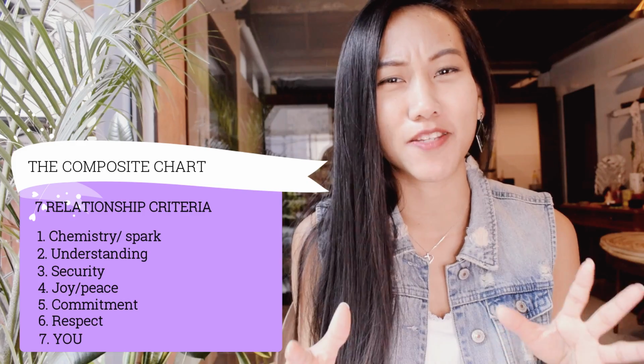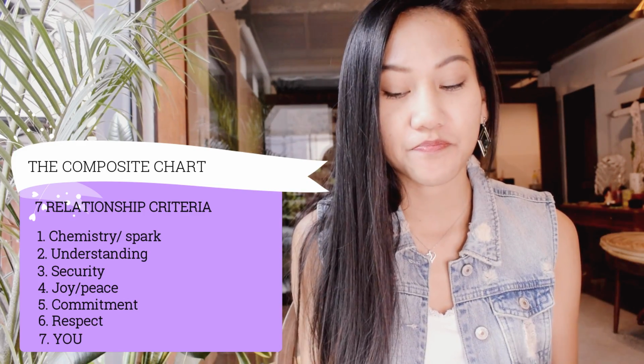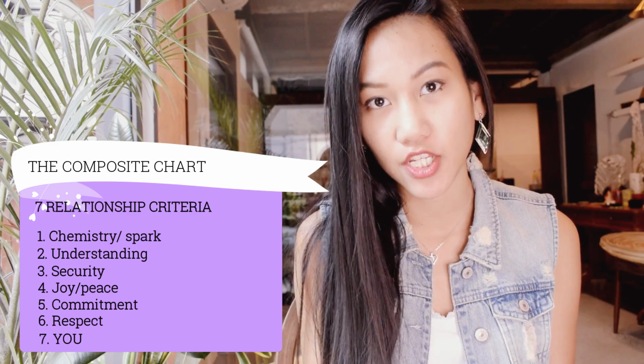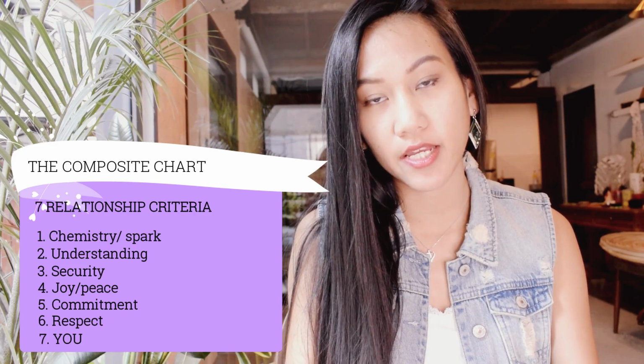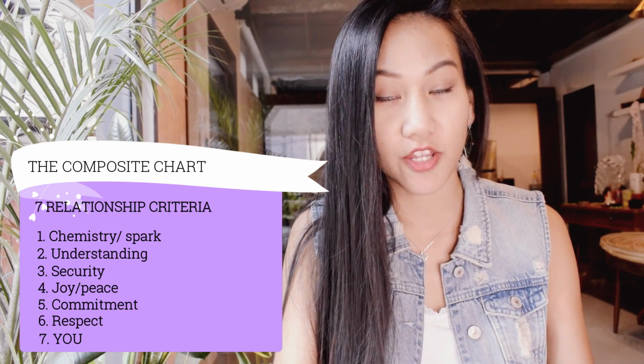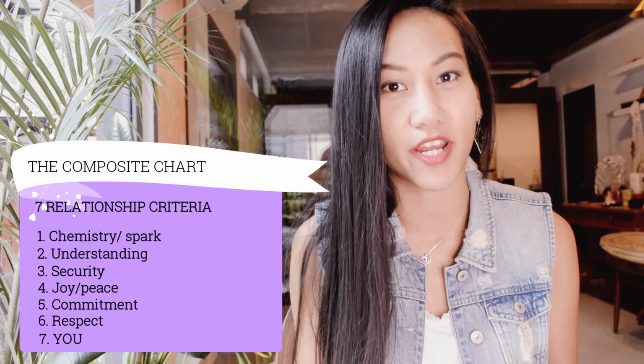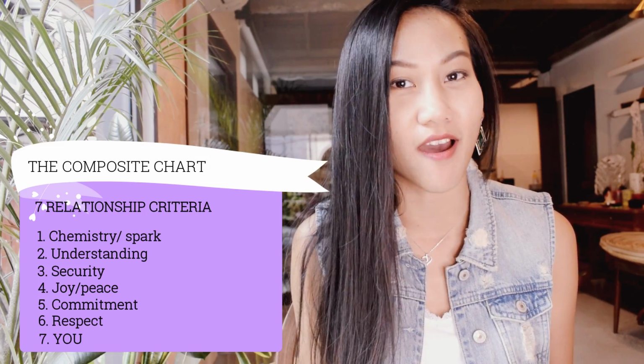And I already talked about this in the introduction video. So here I will be telling you which of these criteria is needed in the composite chart in the first stage, and how you can check your composite chart with your partner to see if you meet these criteria and have these themes going on or not.